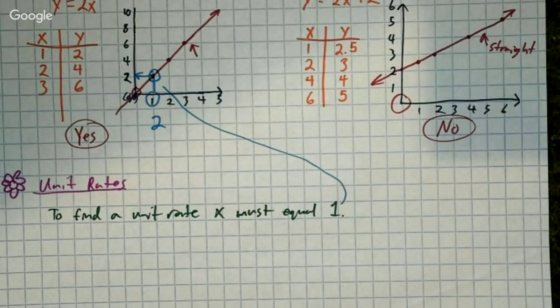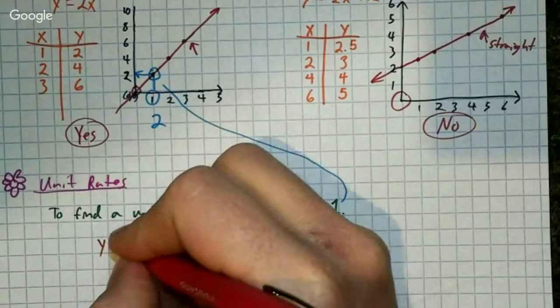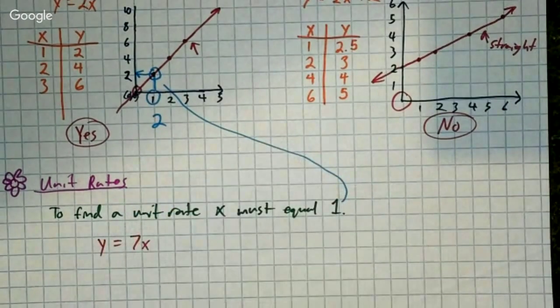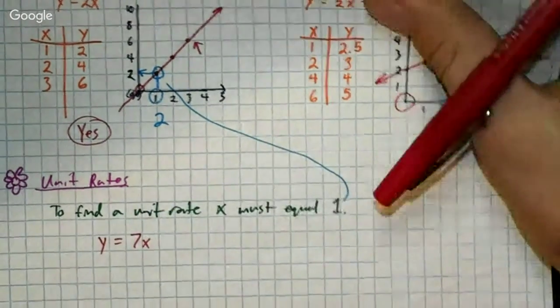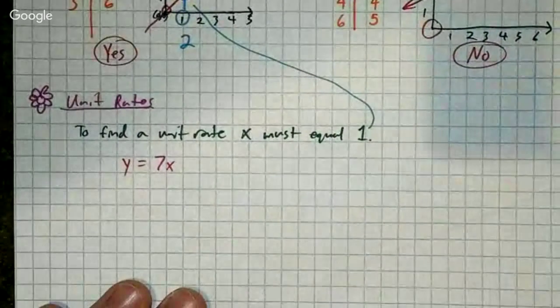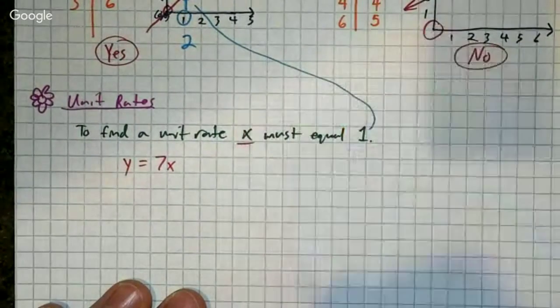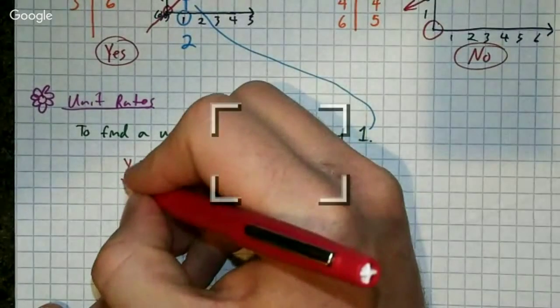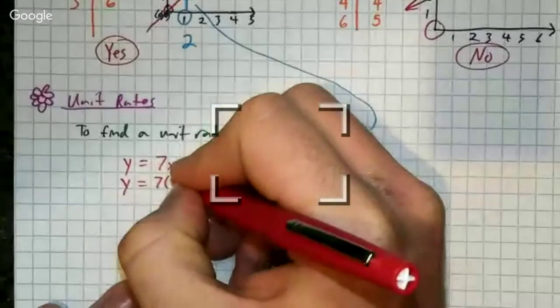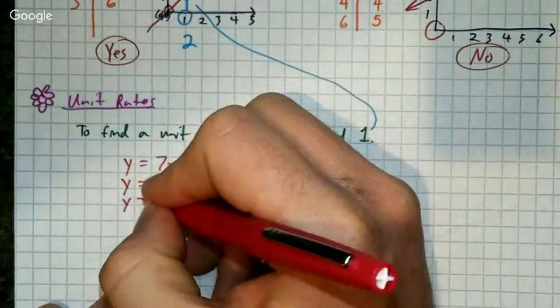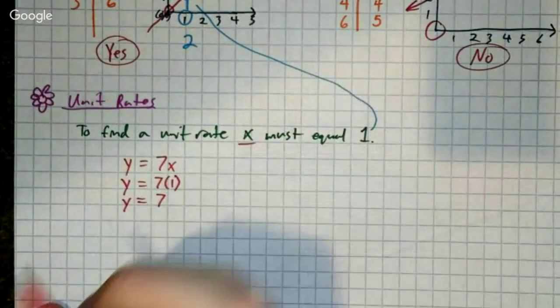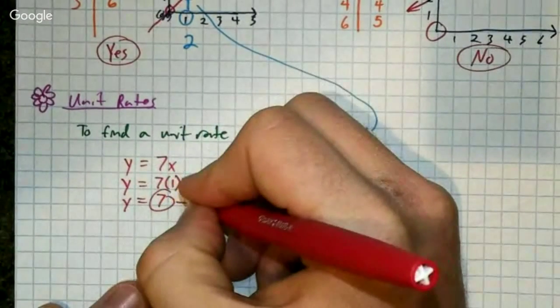Let's also see if we have just an equation. If it's an equation, it's also pretty easy. Y equals 7x, something like that. Then, to find the unit rate, all we know is that we need to get x to equal 1. Let's just substitute. Y equals 7 times 1, which is y equals 7. So this will be our unit rate.